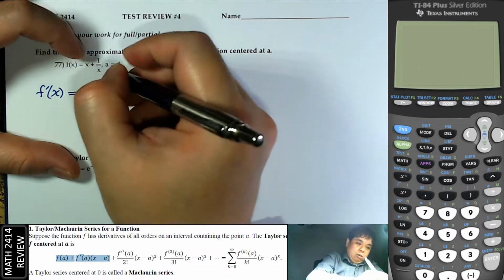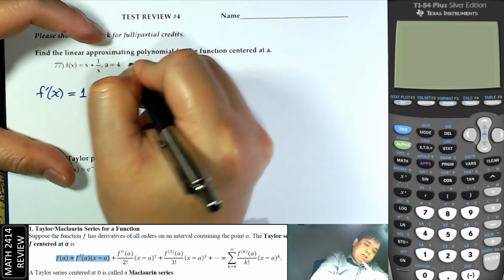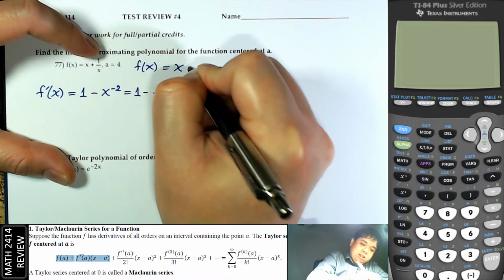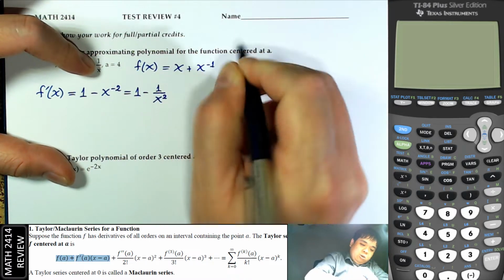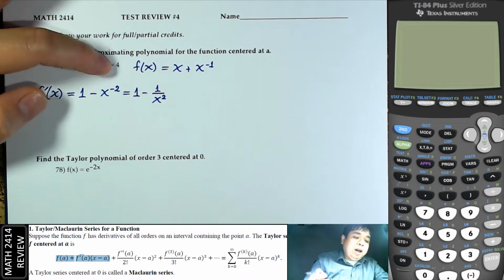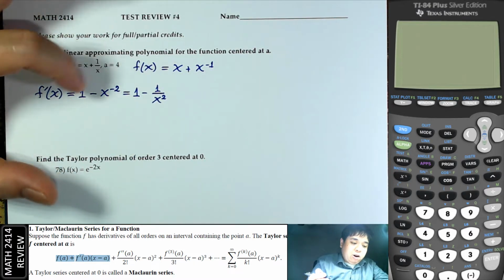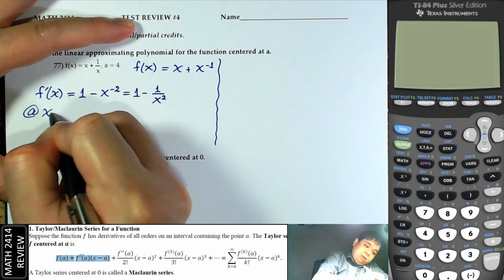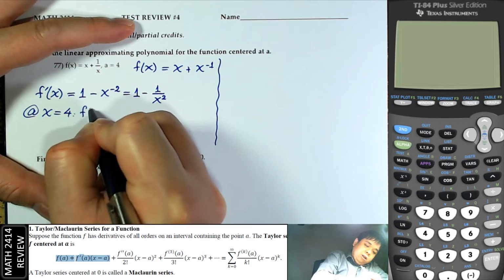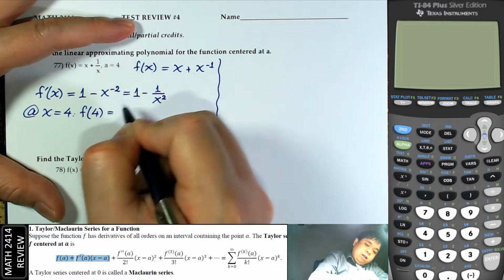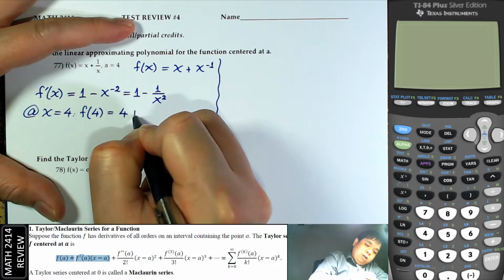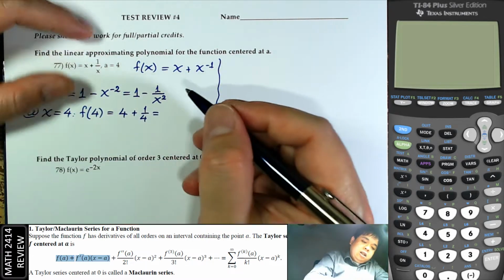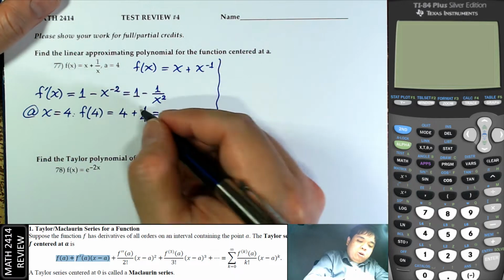Once again, f of x I will rewrite as x plus x to the negative 1. So the derivative is that. Now we just need to substitute 4 into the function and derivative. The function at 4 is 4 plus 1 over 4. So that's 16 over 4, 17 over 4.